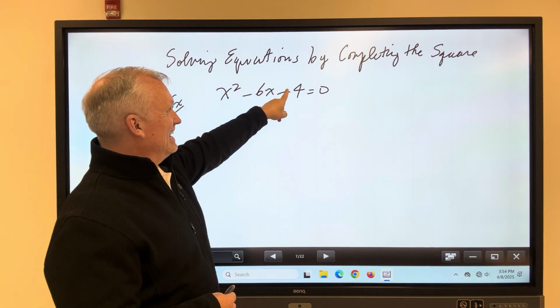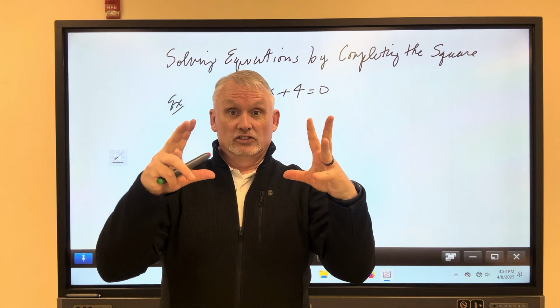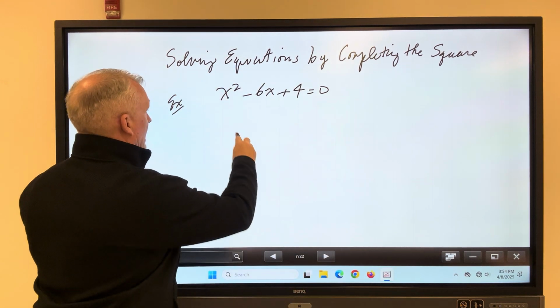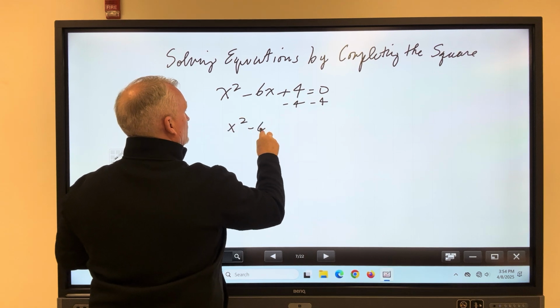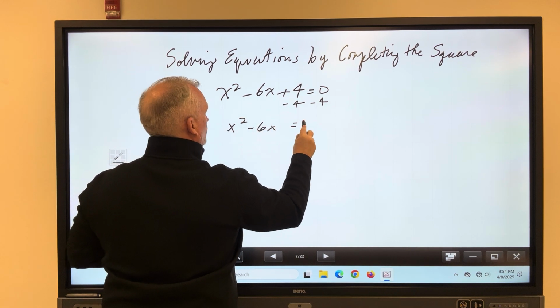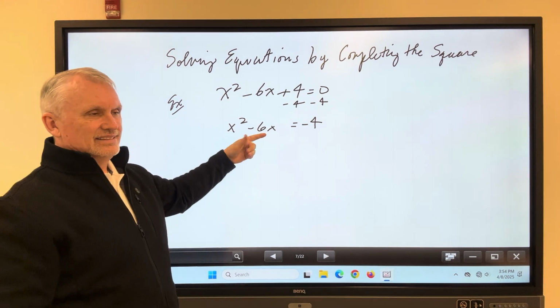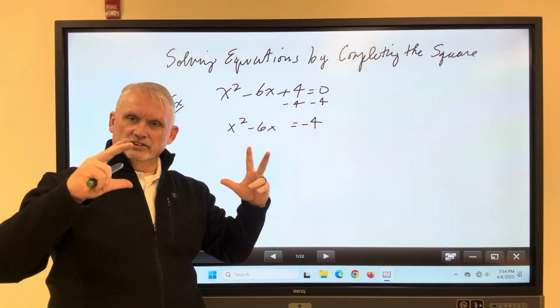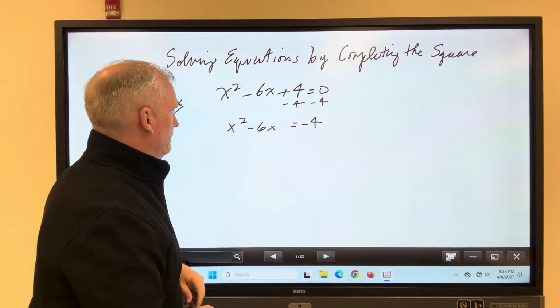Step 2 is I got to get this thing to the other side. Remember, in all my examples, I have x squared and x on one side. So I'm going to subtract 4. X squared minus 6x is equal to negative 4. That is important to note, because again, on one side, you've got to have just x squared and x. That's what the previous examples were.